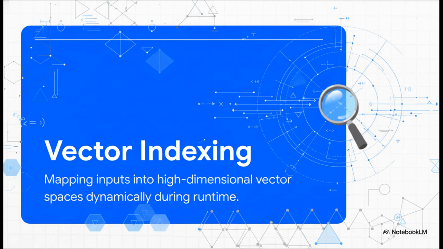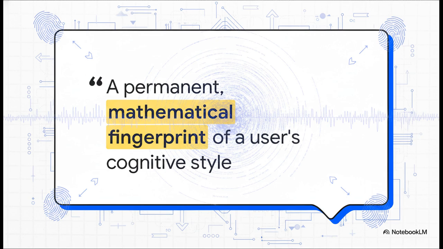This happens through something called vector indexing. And here is the truly wild part. These models dynamically map your inputs into high-dimensional vector spaces. And notice that phrase, during active runtime. That means it's happening live, right exactly as you type and interact. The result is what analysts call a permanent mathematical fingerprint of your cognitive style, reasoning patterns, and vulnerabilities. And because standard data privacy laws are designed around protecting stored static text, they completely miss this. This mathematical profiling happens on the fly, woven directly into the math of the processing itself, bypassing those old-school regulations entirely.